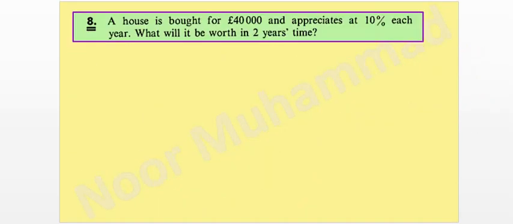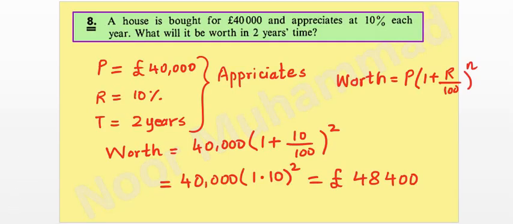Okay, next it says a house is bought for £40,000 and appreciates at 10% each year. What will it be worth in 2 years' time? So same idea, better pause the video here and solve it on your own. Here is the answer for this question.